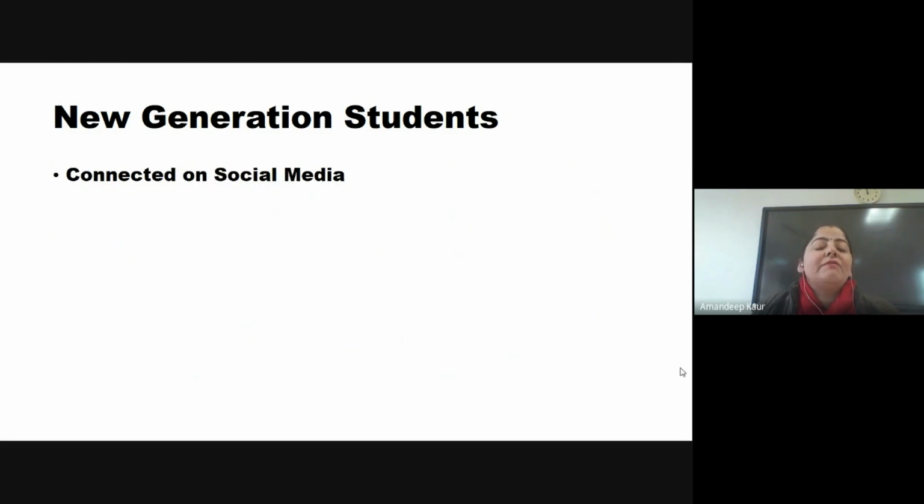So in a nutshell, when we talk about the new generation student, these students want to connect with social media. These students are not only collecting information, but at the same time they are able to create information by using a number of websites or the information that is available with them. They are able to adapt the space to their needs. So as per their requirement, they are able to identify the resources and they are able to share the resources.